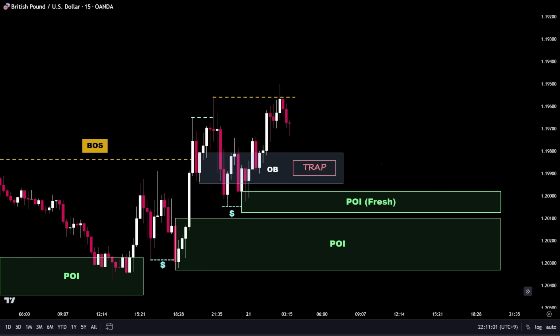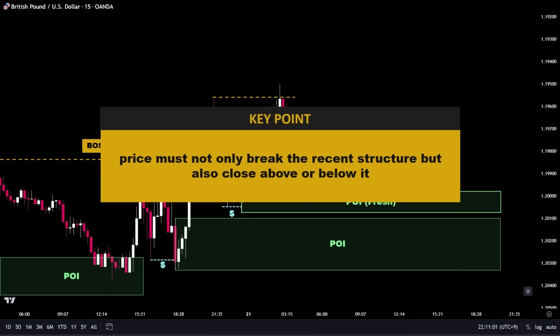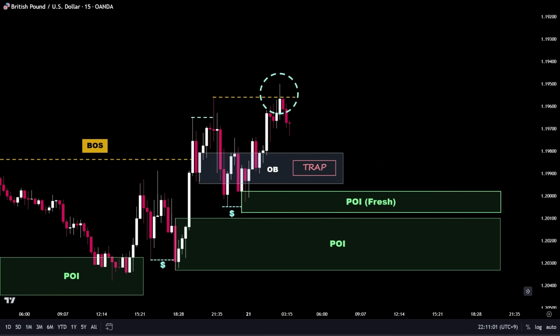In order to confirm a break of structure, the price must not only break the recent structure, but also close above or below it. This ensures a more reliable signal for potential trading opportunities. In this case, we can consider the price action as a liquidity sweep pattern, where the price swept liquidity above the recent high with a single candle and closed below the high's range. This creates a reversal bearish POI.